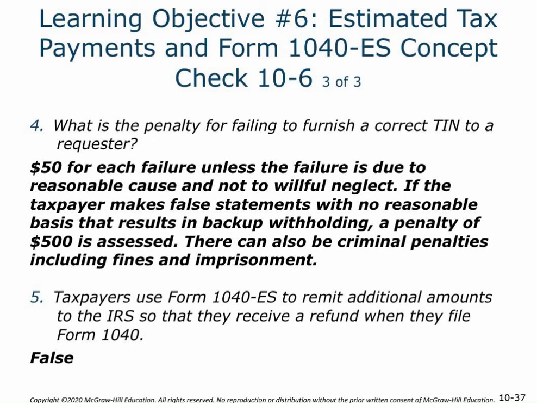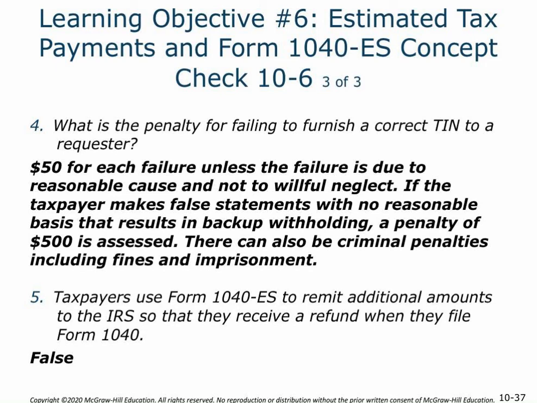Concept check 4. What is the penalty for failing to furnish a correct tax identification number to a requester? It's going to be $50 for each failure. If it's reasonable to have done so, it's just kind of a mistake. So if it's due to reasonable cause, not willful neglect. If the taxpayer makes false statements with no reasonable basis, that results in backup withholding, or if there's an intent behind it, or if there is willful neglect in this process, then a penalty of up to $500 can be assessed. And there's also criminal penalties, including fines and imprisonment, that can come into play as well.